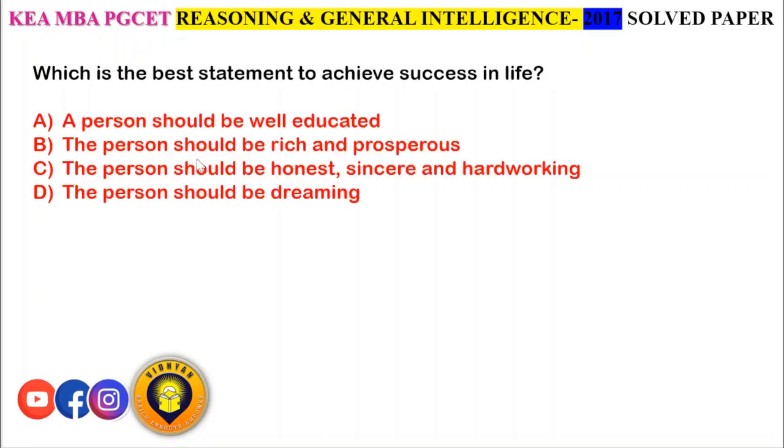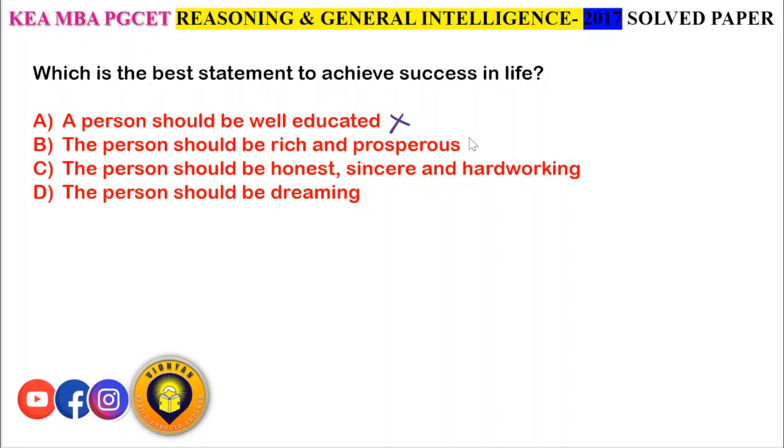Which is the best statement to achieve success in life? A person should be well educated. Is it enough that if a person is well educated, he'll be successful in life? Are all educated persons successful? No, right? Even uneducated people are successful in life, in their own way, correct? So it is not required that you be well educated. But yes, education is required. You cannot neglect that, right? But it is not necessary that you be a degree holder or at master level. A little bit of education is required for all of them. But this is not 100% true.